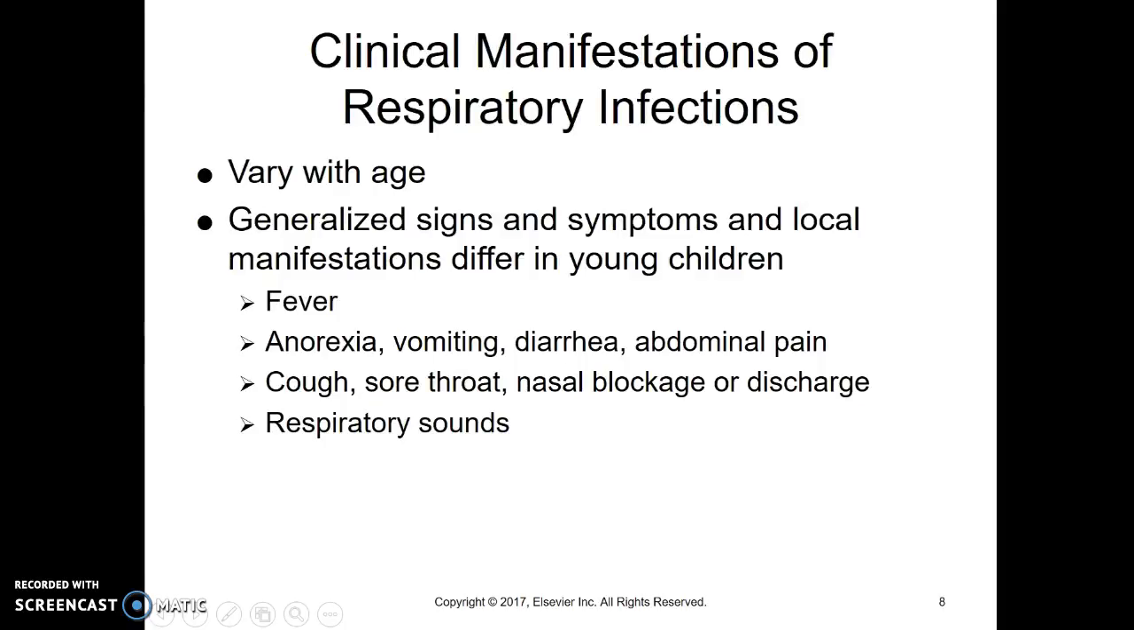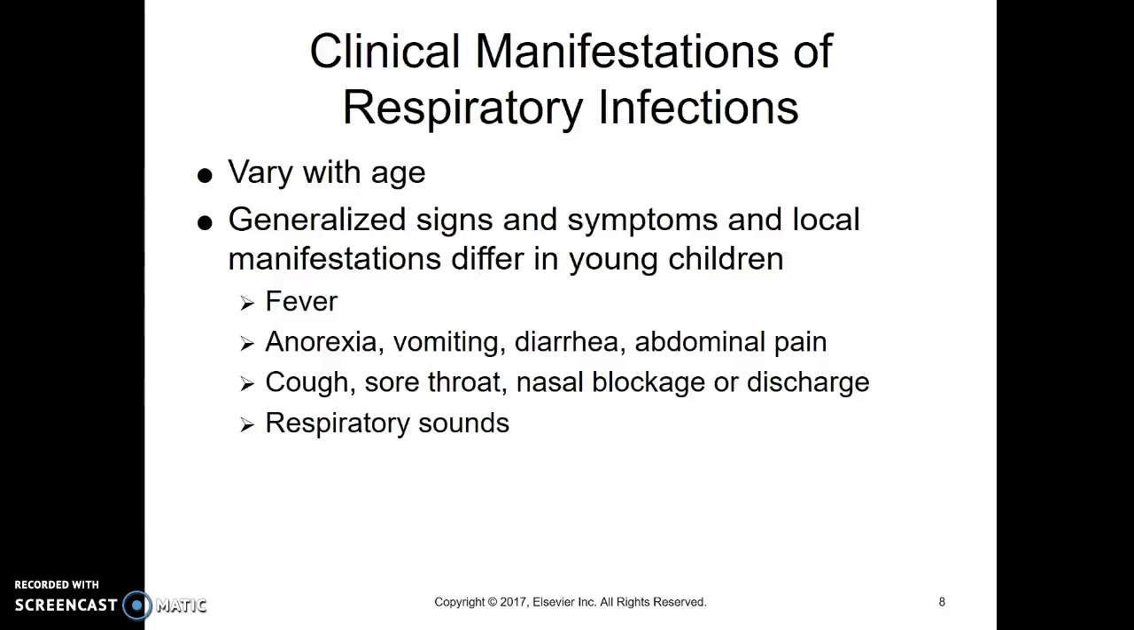So what are the clinical manifestations, the symptoms we're going to see? They're going to be different with age, but in general, you're going to get fever. Now, we're talking about respiratory infections. Remember, you're going to get anorexia. These kids don't have an appetite. They may have vomiting. They may have diarrhea. They may have abdominal pain.